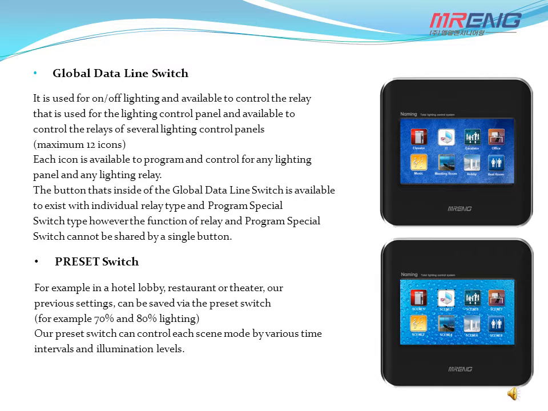Preset switch. For example, in the hotel lobby, restaurant, or theater, our previous settings can be saved via the preset switch. For example, 70% and 80% lighting. Our preset switch can control each scene mode by various time intervals and illumination levels.